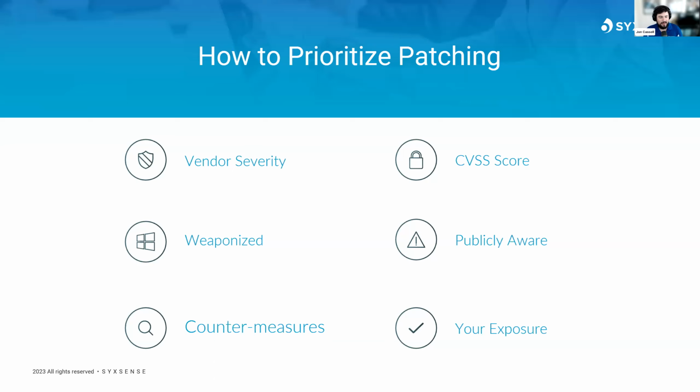Before we get into the latest updates, how do we prioritize them? There are multiple strategies out there. Here at Syxsense, we focus on 6 different factors. And the first, vendor severity, is going to typically range from critical to non-applicable, and comes directly from the manufacturer of that update.